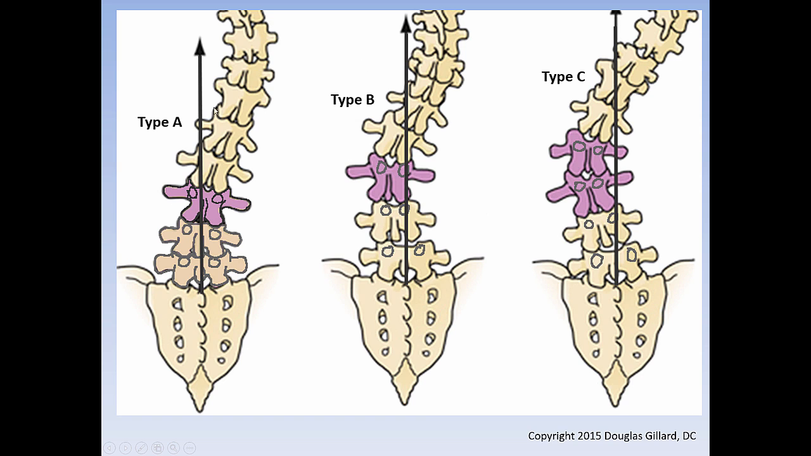Here's a nice test question. Which lumbar spine modifier is associated with a more severe lumbar scoliosis? Type A, B, or C? It's got to be a type C.